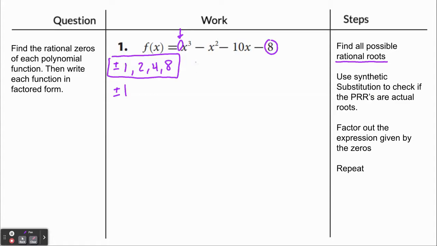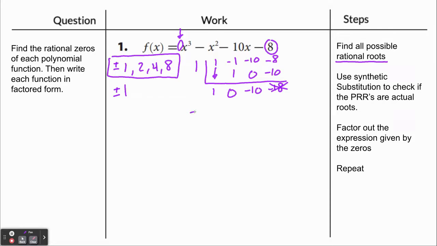I'm going to start with positive 1. So what I'm doing here is I'm now putting the coefficients here into synthetic substitution. I'm going to bring down this 1. 1 times 1 is positive 1. Negative 1 plus 1 is 0. 1 times 0 is 0. Negative 10 plus 0 is negative 10. And 1 times negative 10 is negative 10. Add these two to get negative 18. Because this is not 0, I know positive 1 is not a root.